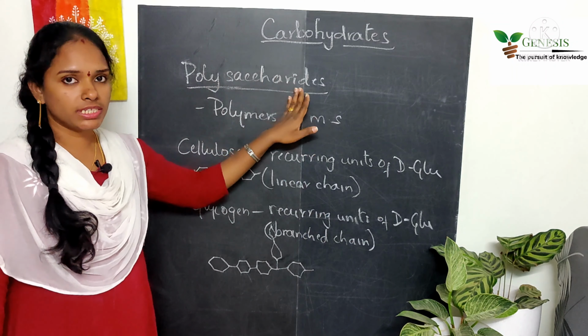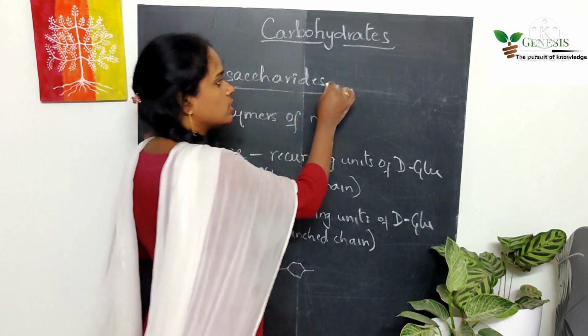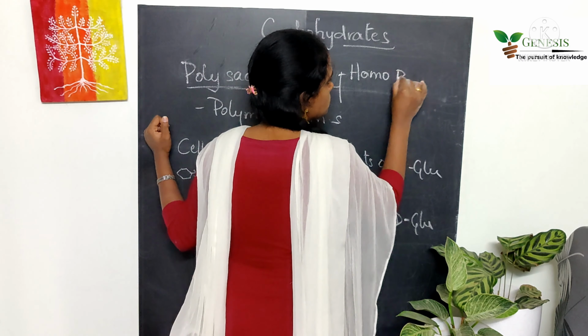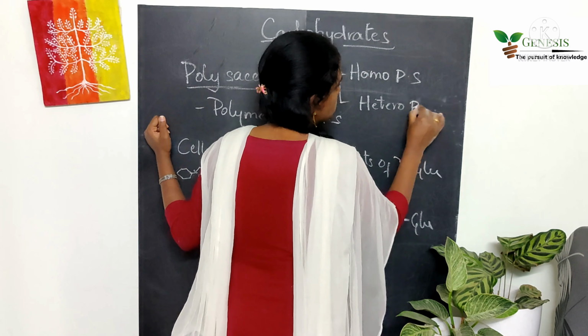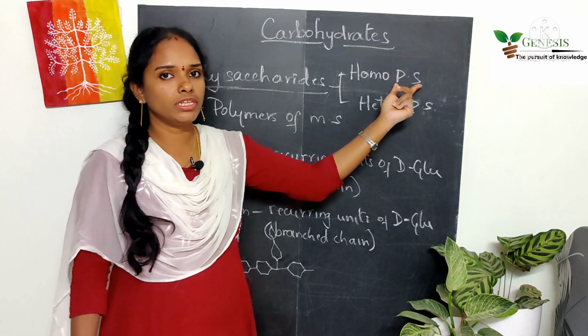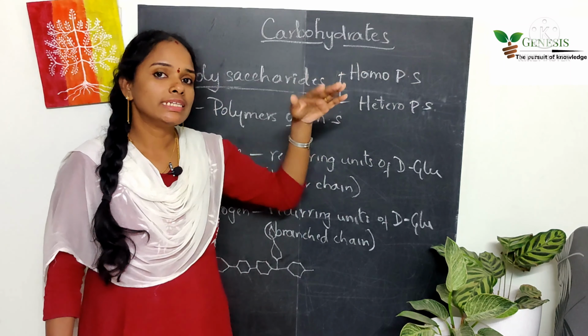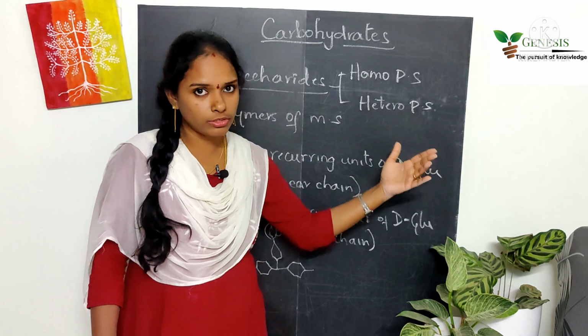Coming to the classification of polysaccharides, simply we can differentiate them into homopolysaccharides and heteropolysaccharides. Homo means similar, so in homopolysaccharides the monosaccharide units are of similar type, and heteropolysaccharides contain different types of monosaccharide units.